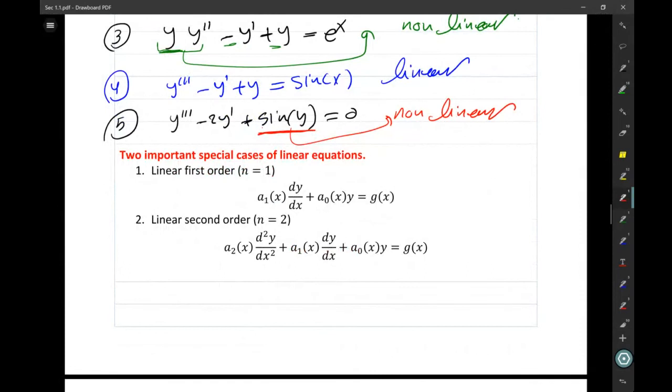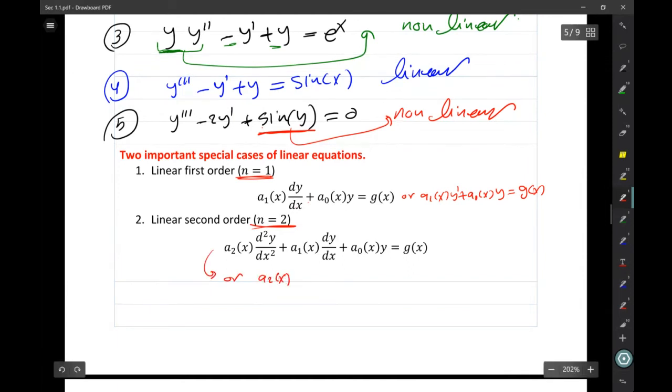Now we have two important types of linear equation. First order linear equation, which is a1x times dy by dx plus a0x times y is equal to g of x, or this can be written as a1x y prime plus a0x y is equal to g of x. Second order: a2x d square y by dx square plus a1x dy by dx plus a0x y is equal to g of x. Or this can be written as a2x y double prime plus a1x y prime plus a0x y is equal to g of x. Okay.